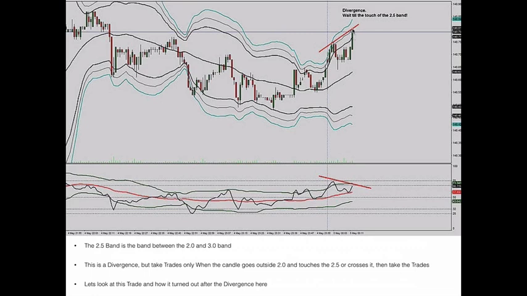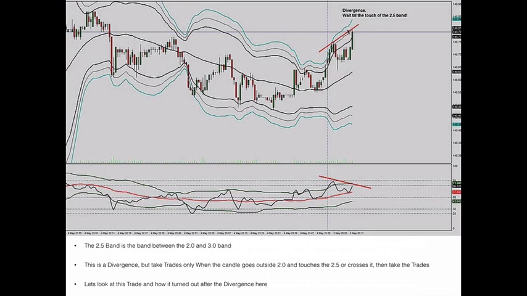So make sure the candle goes up till 2.5, and then open a trade and let it come down. Okay, and you will be in profits. As easy as that. This is a divergence, but take trades only when the candle goes outside 2.0 and touches the 2.5 or crosses it and goes.